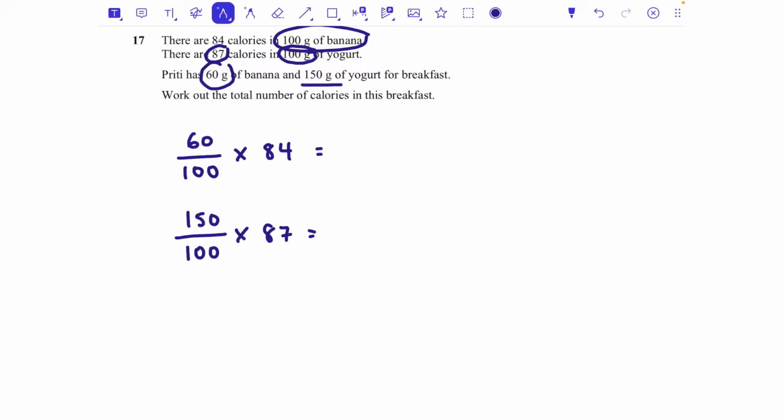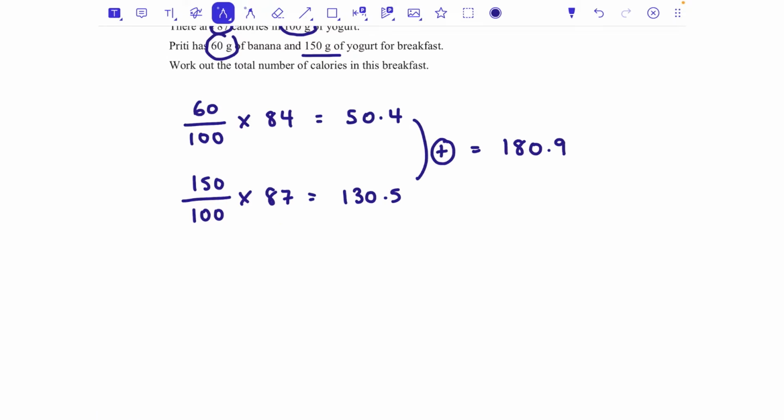60 out of 100 times 84 gets me 50.4 calories from the banana. And for the yogurt, I've got 150 out of 100 times by 87, which makes sense because it's going to be more than 87, isn't it? And that is 130.5. I'm then going to add those two answers together to get the total number of calories in this breakfast, 50.4 and 130.5, and that is 180.9 calories. That would be your answer.